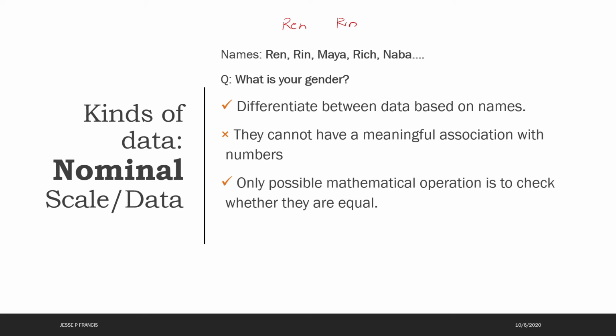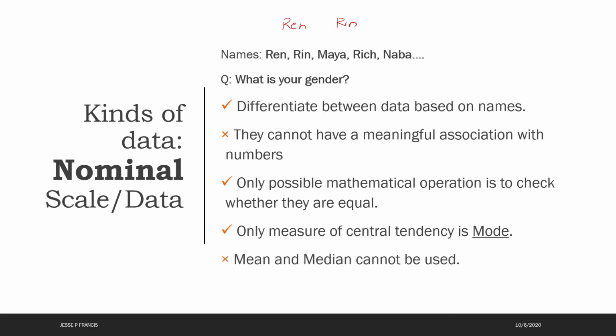They can't be compared greater than or equal. They can't be ordered. But suppose one person came the first time and a second person came the second time. We can check whether it's the same person who came. So we can check if they are equal or not equal, but not order them greater than or less than, or give them a particular structure like that. The only measure of central tendency possible is mode. Mean and median cannot be used.